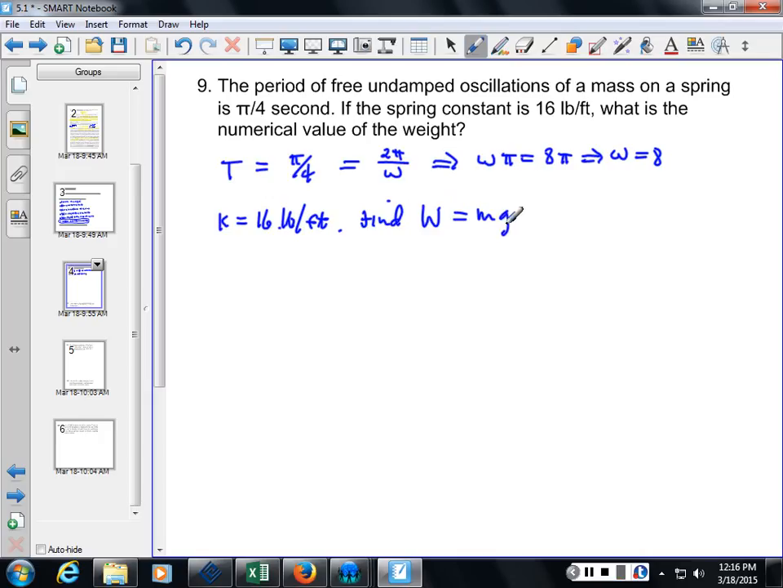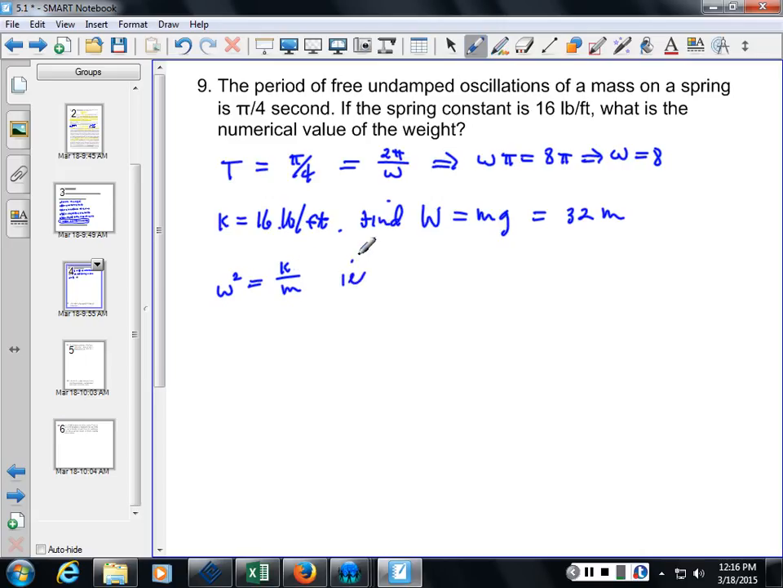That's given to be the mass times g. So that's going to be the mass times 32, since we're dealing with feet and pounds, so that's the English system. So I need to find the mass. No problem. I know that omega squared is given to be K over the mass. And I got omega. Omega is 8. I have the spring constant at 16. I can find the mass.